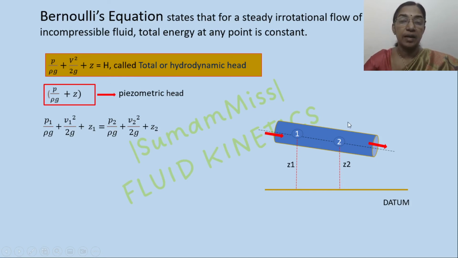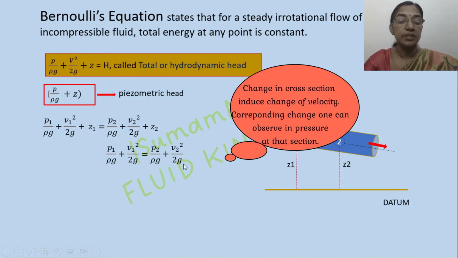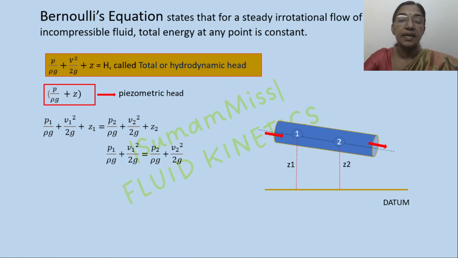If the pipe is horizontal, then Z1 equal to Z2. So our equation becomes P1 by rho g plus V1 square by 2g equal to P2 by rho g plus V2 square by 2g. If any change occurs in the cross section at section 1, the corresponding change will come to the pressure head to balance this equation. So that means pressure and velocity are directly connected. This concept, along with the continuity equation, we can use as a principle for the flow measurement techniques that we are discussing in the subsequent videos.